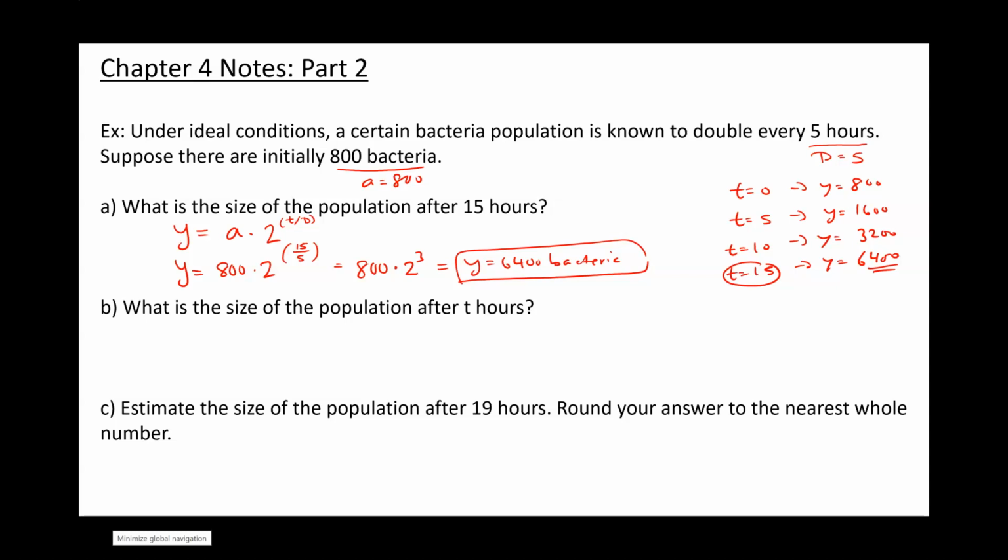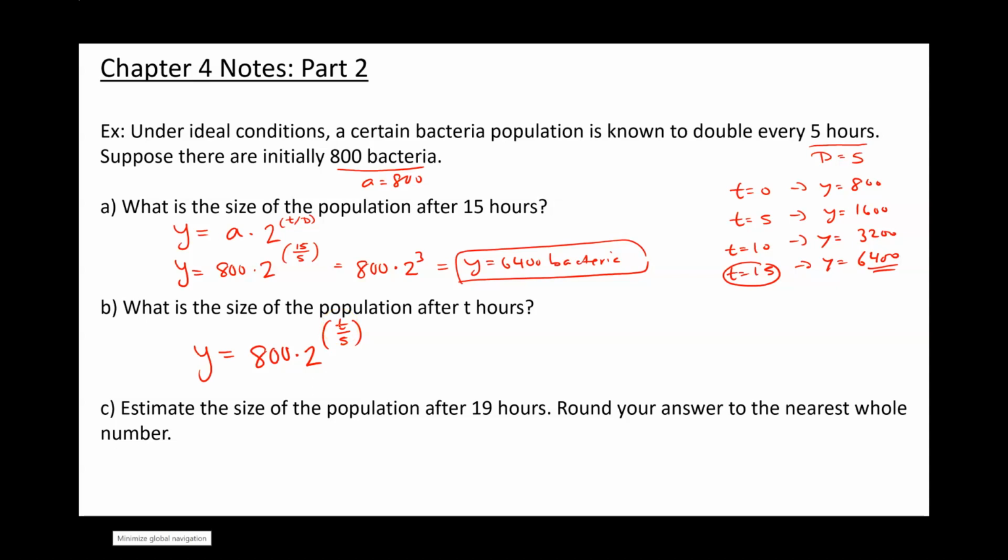Part B says, what is the size of the population after T hours? So now here we want a generic formula. Y represents the size of the population. We know that our initial value is 800 times 2 raised to the power of T divided by 5 because our doubling time is 5. So all we're doing is plugging it into the formula, but we're going to leave T as a variable.